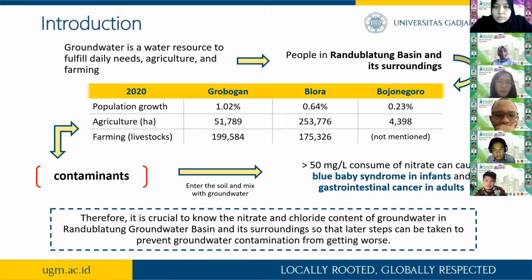So the activity also produces contaminants here. We know that there's nitrate and chloride in the fertilizer, and chloride and nitrate in the waste of the livestock and domestic waste. So the contaminants will enter the soil and mix with the groundwater. And if we consume more than 50 milligrams per liter of nitrate, it can cause blue baby syndrome in infants and gastrointestinal cancer in adults. So it is very crucial to know the nitrate and chloride content in the groundwater of Randu Blatung Basin and its surroundings, so that later steps can be taken to prevent the groundwater contamination from getting worse.